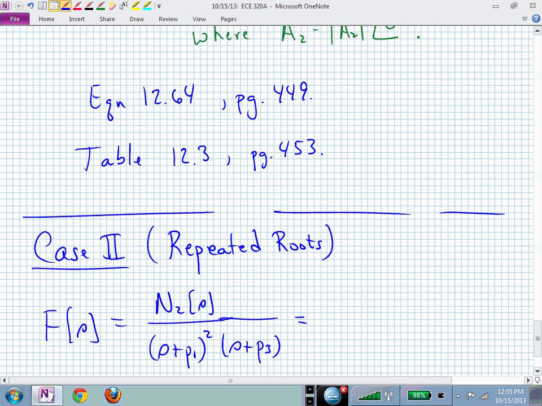Now, depending on how you label these, I think this is consistent with how the book does it. Suppose that I now put A1 on top of s plus p1.